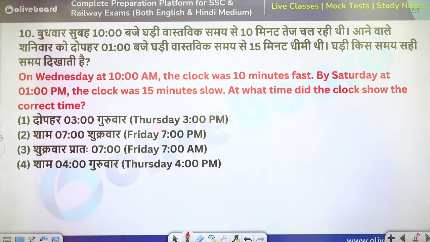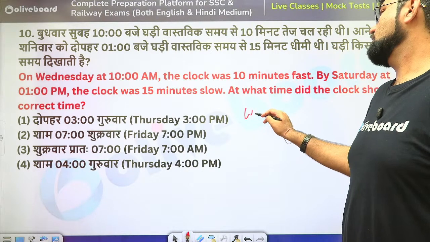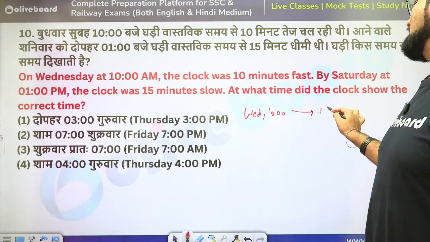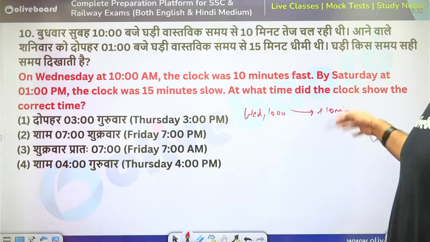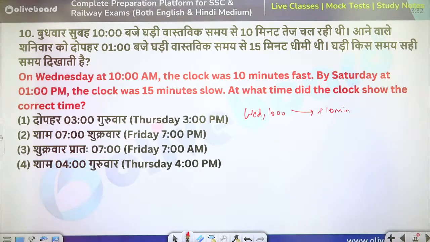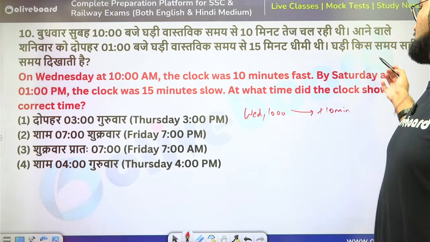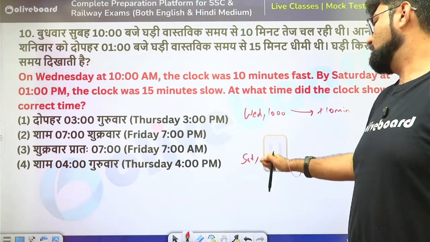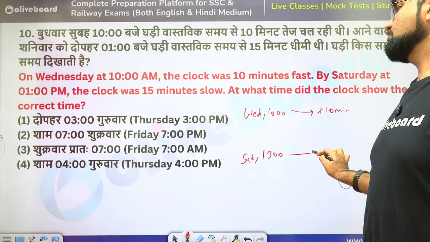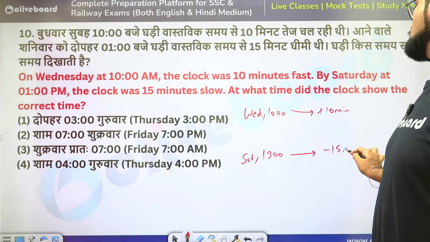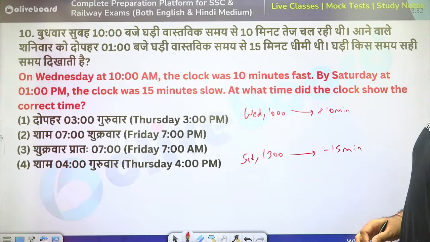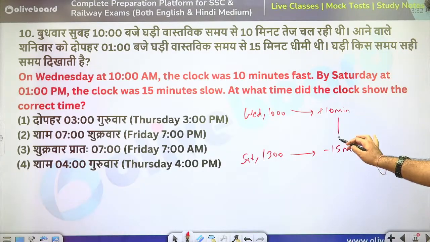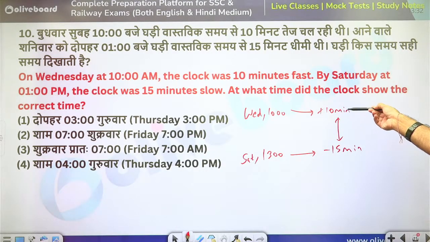On some Wednesday, 10 a.m., the clock was 10 minutes fast. So there was a gain of 10 minutes. The clock was already fast by 10 minutes. Now, somewhere after a while, on Saturday, they check the clock again straight away at 1 p.m. The clock is 15 minutes slow. So at what time was the clock correct? So the clock was correct somewhere in the middle, right? Now, from here to here, how much has the clock gained or lost? So it is losing now.